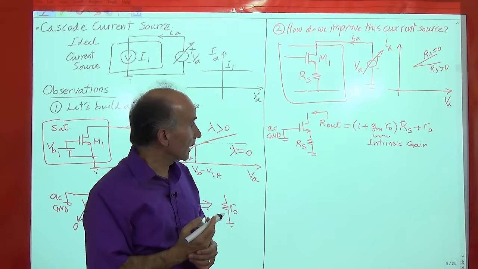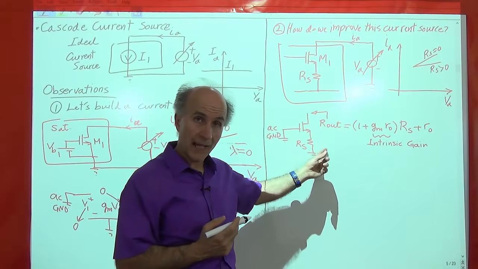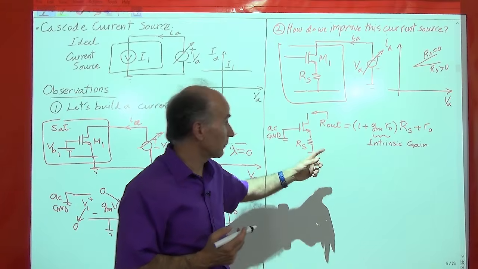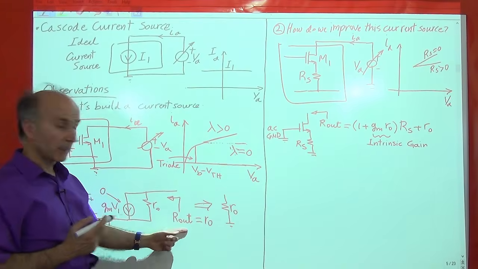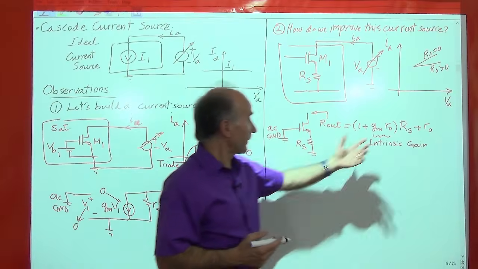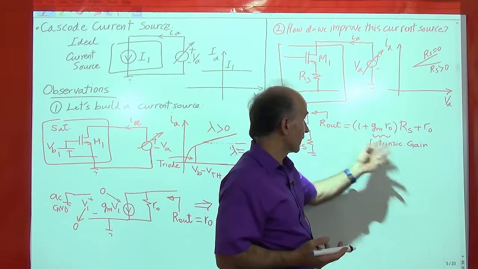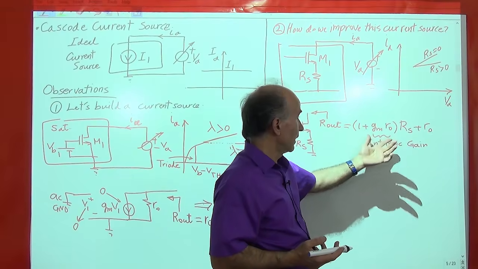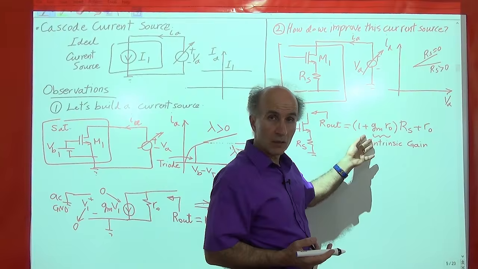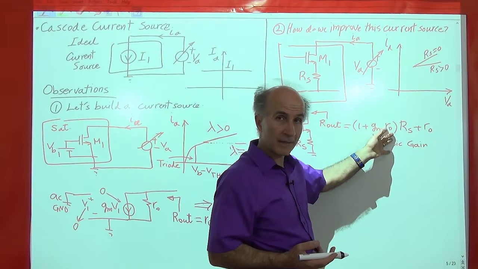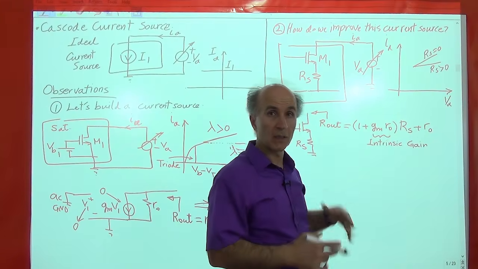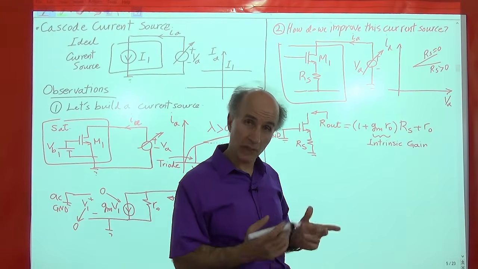Okay, so indeed, the output resistance has gone up. You can see that previously we had only RO. Now we have RO plus something, and that something could be substantial. We have some RS here, we have some 1 plus gmRO here. Let's say this is about 10. So we take 10 times RS and add it to RO, so the result will be greater than RO. So that's not bad.